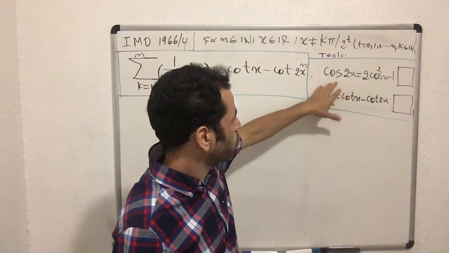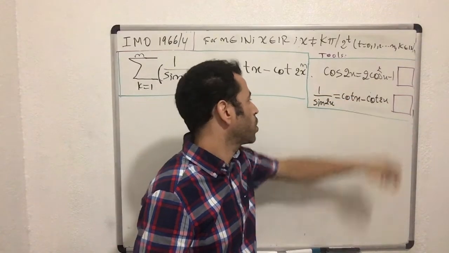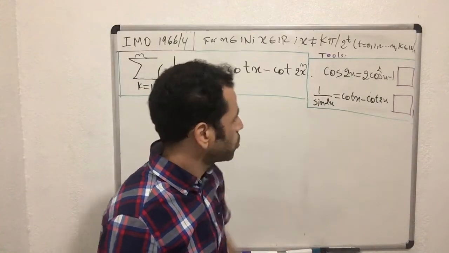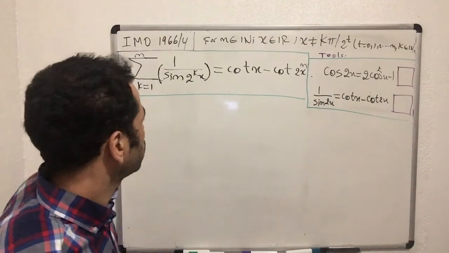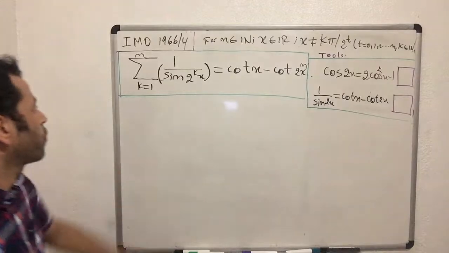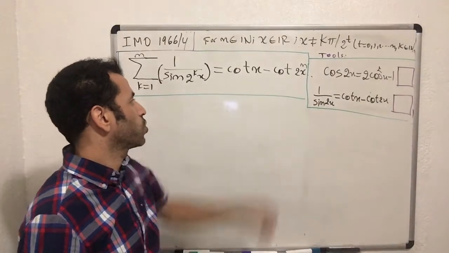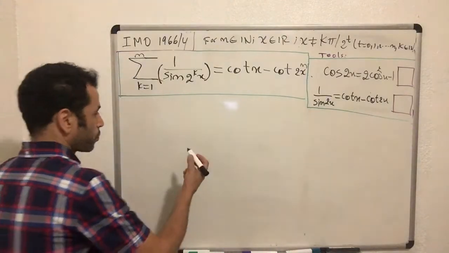This expression I'm going to prove: cosine 2x equal to 2 cosine squared x minus 1, and then I'm going to prove the second expression, which is the sum of 1 over sine 2 to the kx equal to cotangent x minus cotangent 2 to the nx. Okay, let's start with the first one.